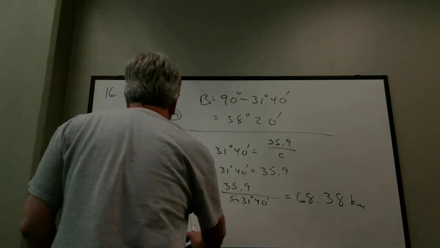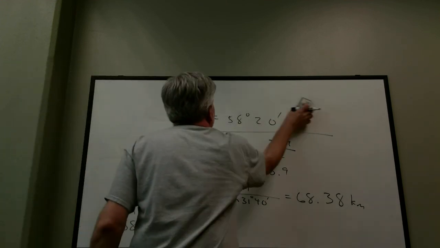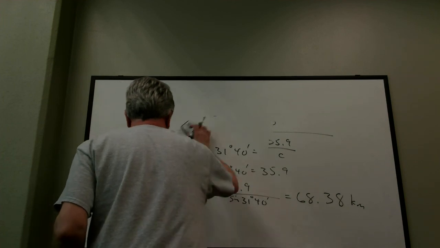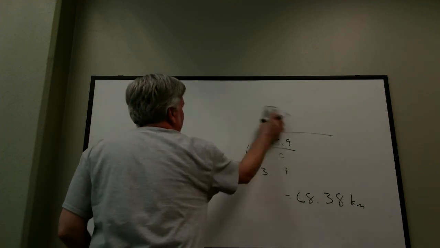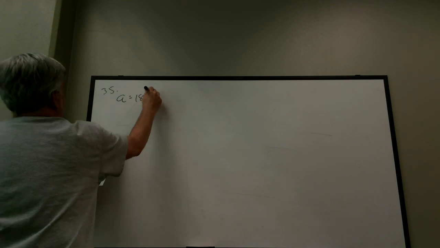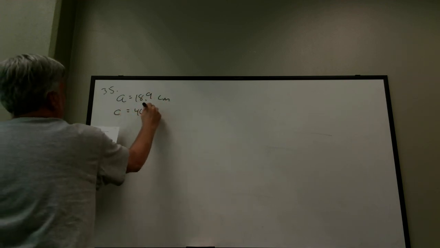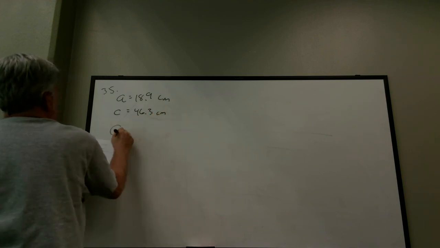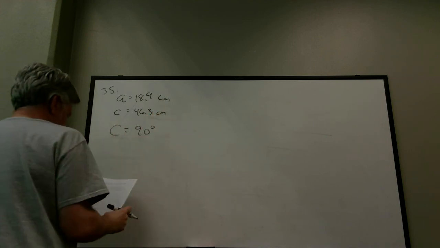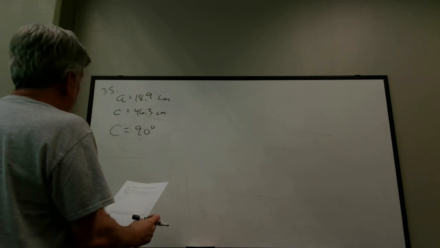So the next one, this is number 35. Now there's no picture on this one, and you don't need a picture because of the way they've labeled the information in the problem. So number 35 says, solve the triangle where little a is 18.9 centimeters, little c is 46.3 centimeters, and capital C is 90 degrees. A is 18.9, C is 46.3.